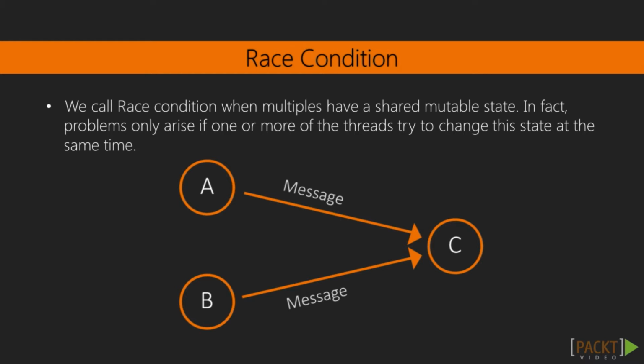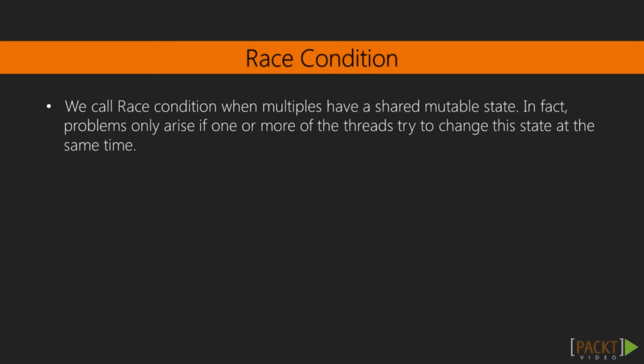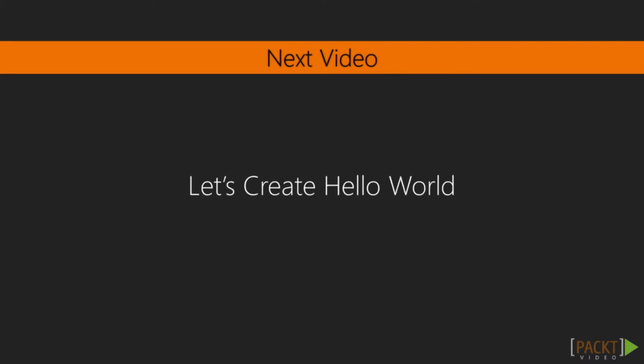So, to summarize, we learned some concepts on concurrency, parallelism, asynchronous, synchronous, blocking and non-blocking, and finally, race condition. I hope I have simplified these concepts for you. In the next video, we will create an important app in Akka, the Hello World app. See you soon.